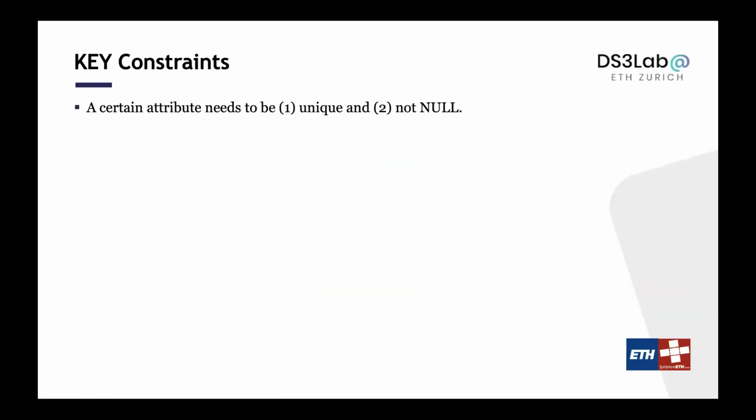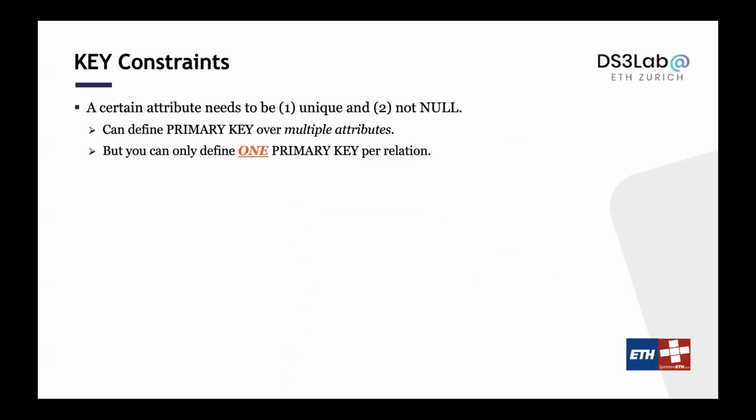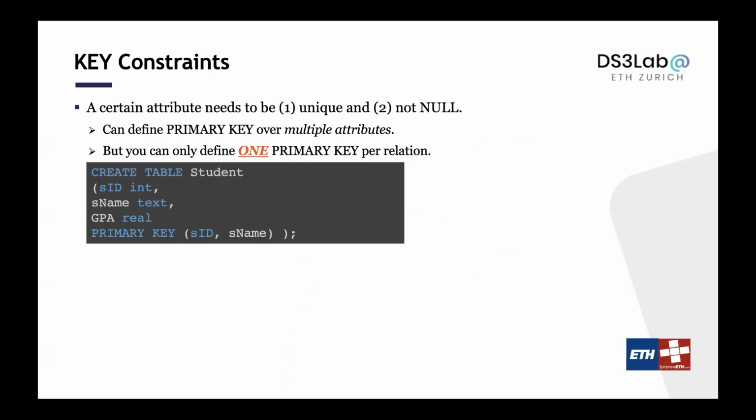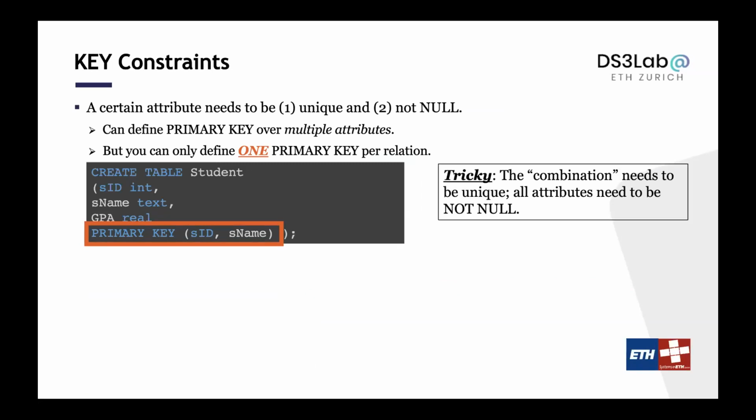Okay, so there is more about key constraints. You could define a primary key over multiple attributes. It doesn't need to be on a single attribute, but you can only define one primary key per relation. So for example, I could define the combination of student ID and student name as a primary key of the student relation. This is fun, right?